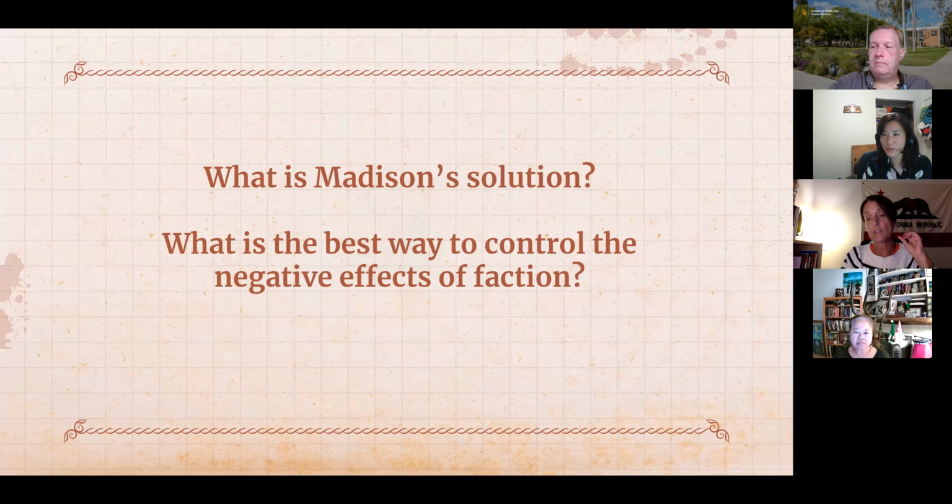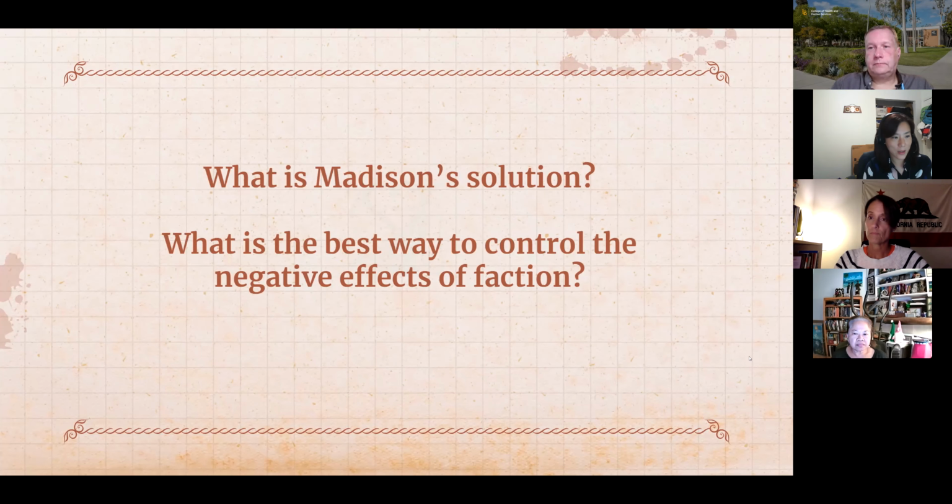I think his solution is having a republic versus a direct democracy, right? So electing elite people to represent large groups of people, assuming that those elite people will also not tend toward these extremes. Because they're better educated, they will be more level-headed, I guess.